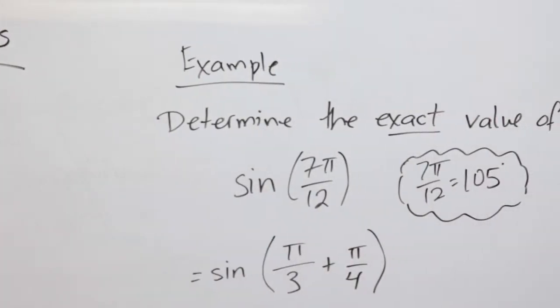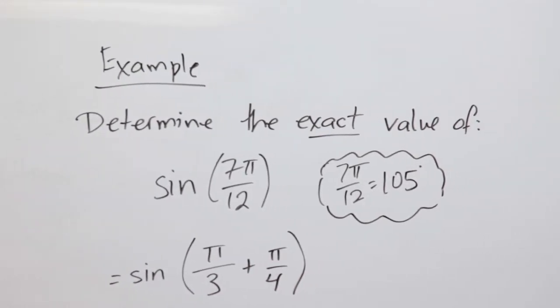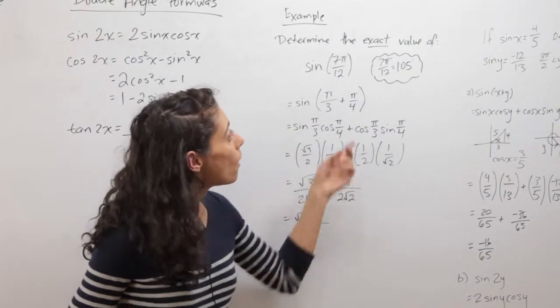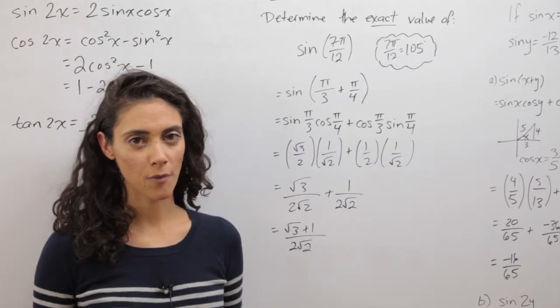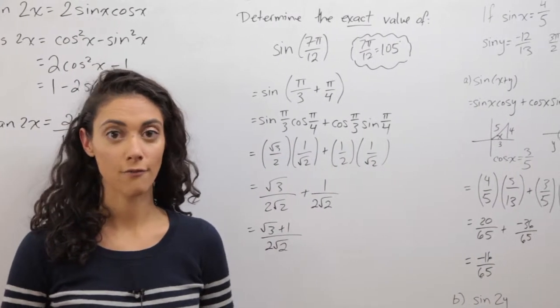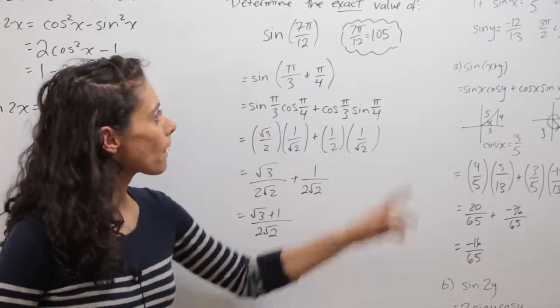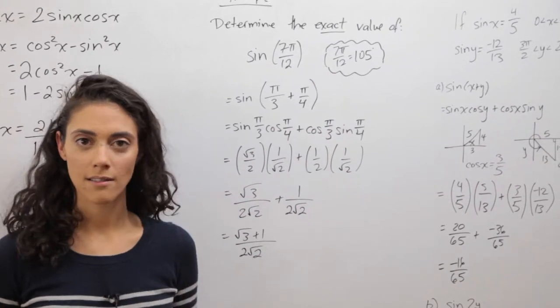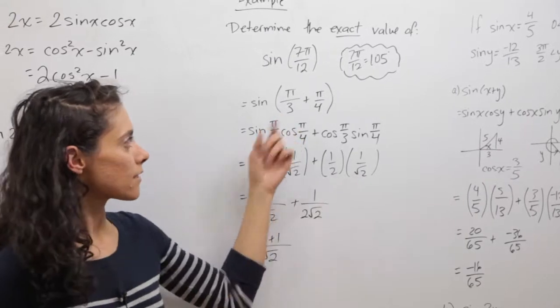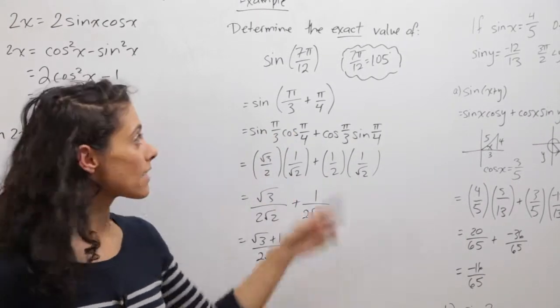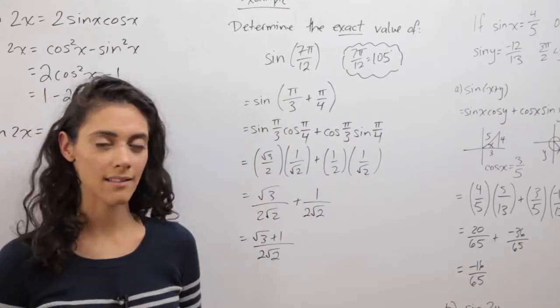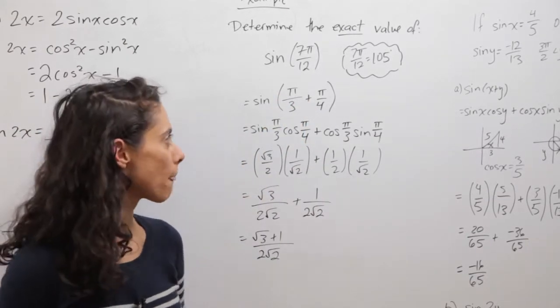If you're still not really comfortable with using radians, it's 105 degrees. 105 degrees can be broken down into 2 nice angles from our special triangles, the 30, 60, 90 and 45, 45, 90 triangles. 105 degrees is 60 plus 45. 60 in radians is pi over 3, and 45 is pi over 4. So I've broken down this angle into 2 nice angles, angles in my special triangles.